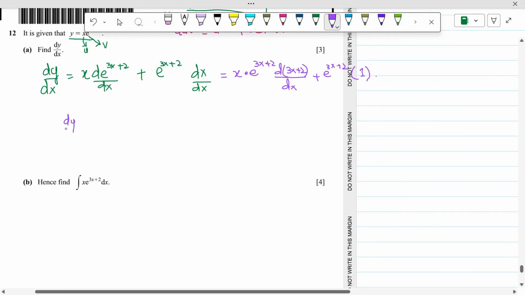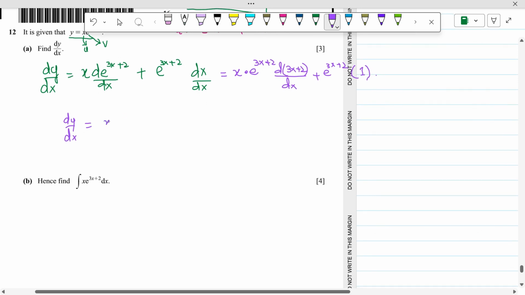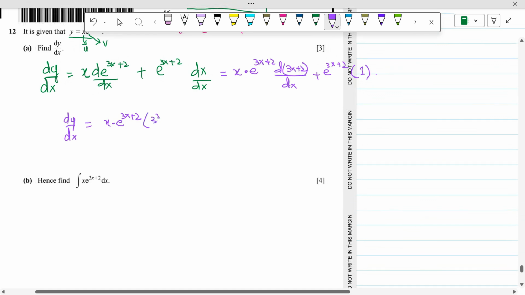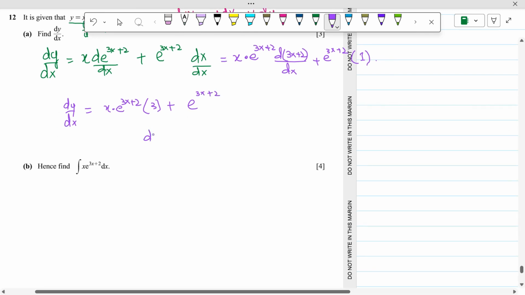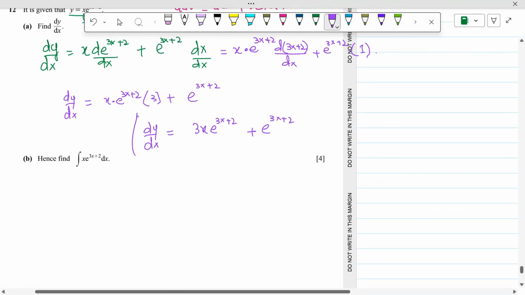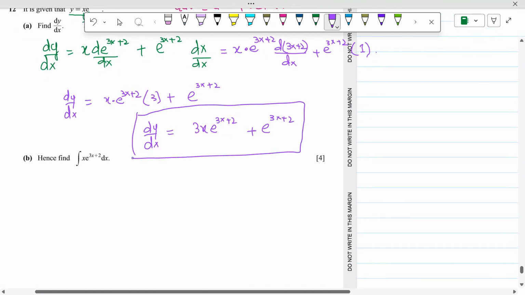So we have dy over dx is equal to x exponential of 3x plus 2, the derivative of 3x plus 2 is 3, plus the exponential term, which is exponential of 3x plus 2. We can say that dy over dx is equal to 3x exponential of 3x plus 2 plus exponential of 3x plus 2, which was required.